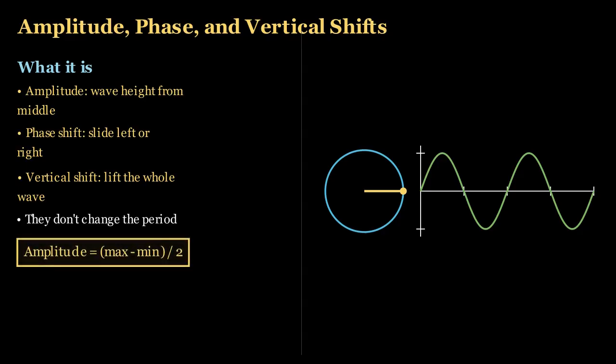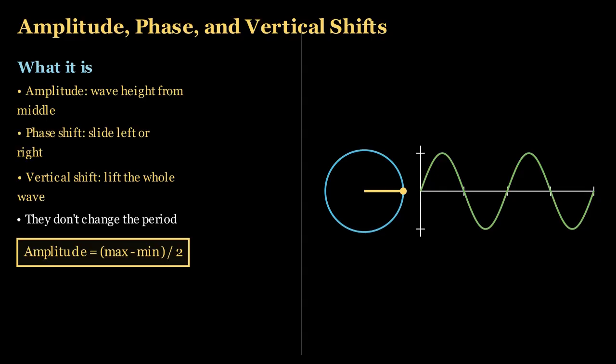Amplitude controls how tall the wave is, the distance from its calm middle to a peak. Phase shift slides the whole wave left or right along the horizontal axis. And vertical shift moves the wave's midline up or down. Think of a basic sine wave as a lump of clay. These three tools let you stretch it taller, nudge it sideways, and lift it higher, all while keeping its repeating rhythm exactly the same.